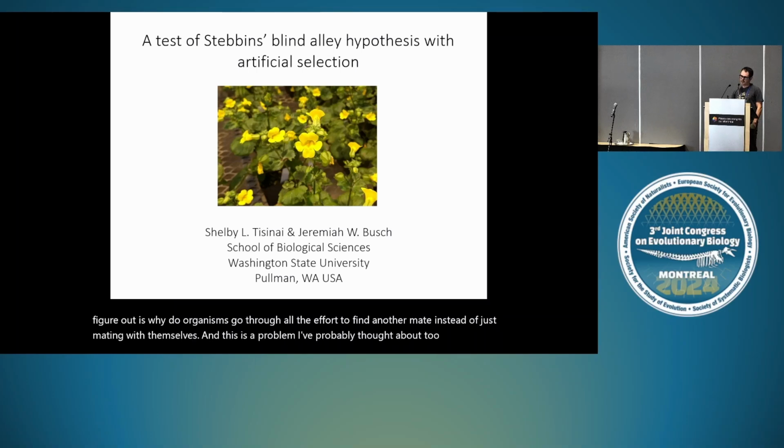But I also think that plants are wonderful systems to work on because they are hermaphroditic, and so they're actually tasked with that question: should I self or should I outcross?